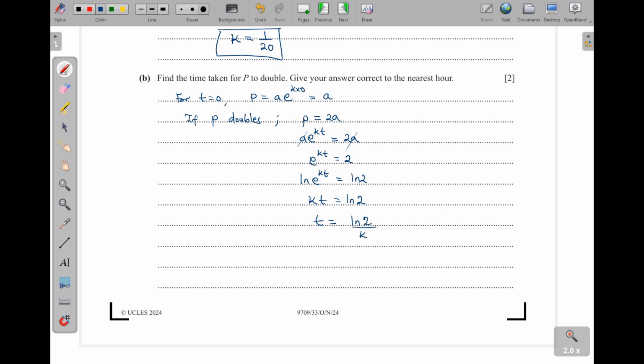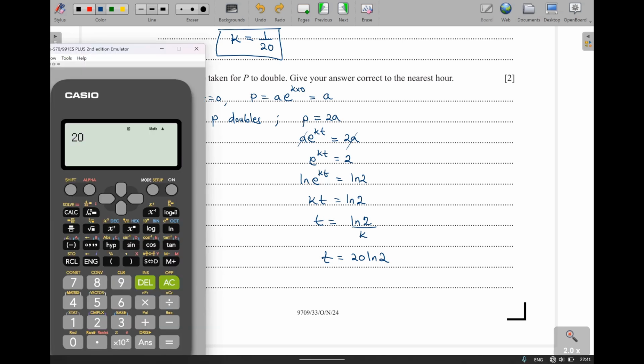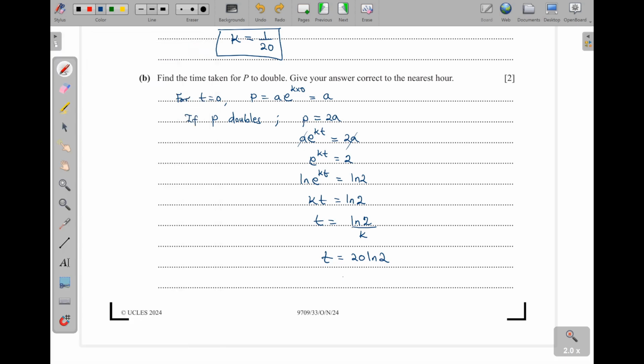And what is k? k is 1 over 20. So if you have 1 over 20, then this one will somersault and go up. That means we shall have 20 natural log of 2. They said correct to the nearest hour. So what is 20 natural log of 2? This one is 13.8, but they said to the nearest hour, so I'll write 14. So t is equal to 14 hours.